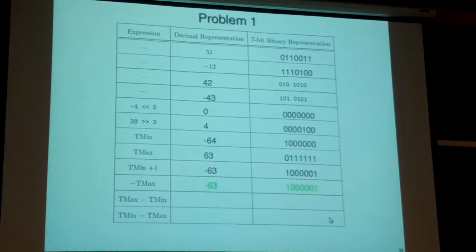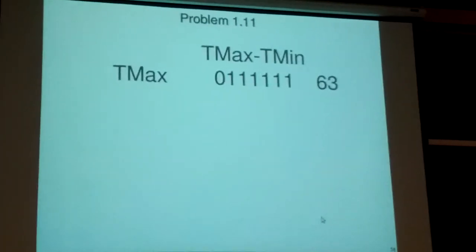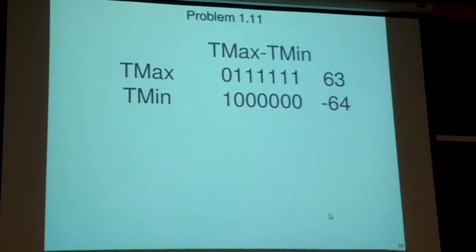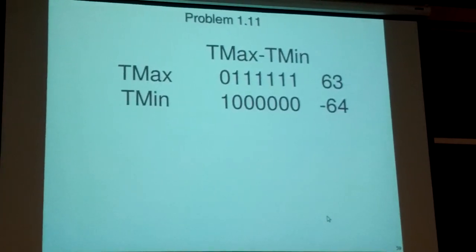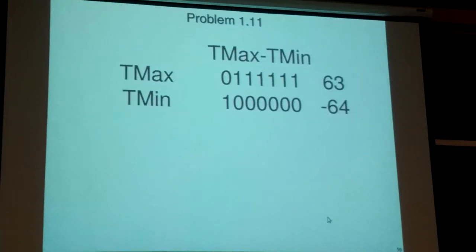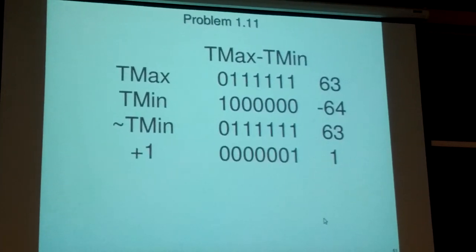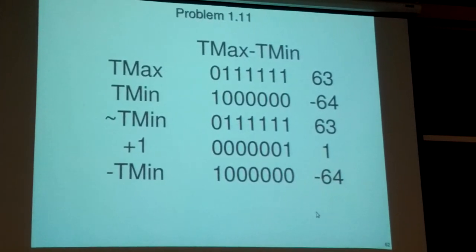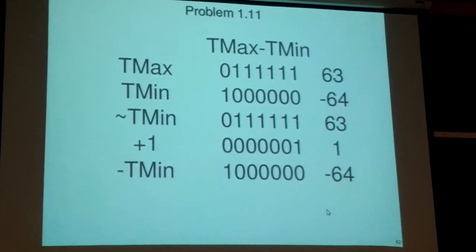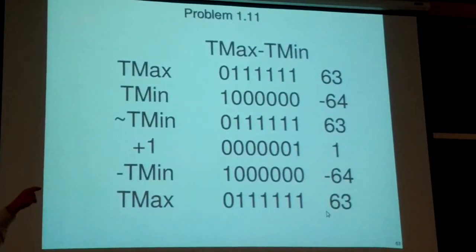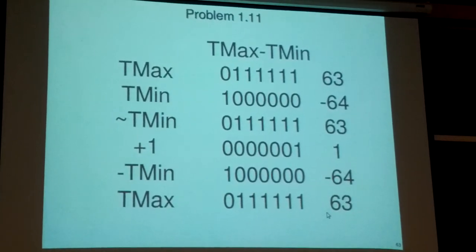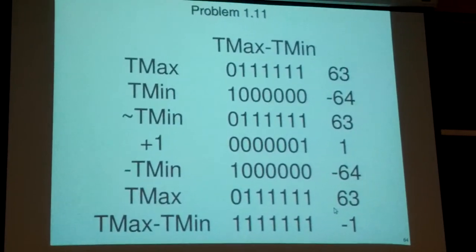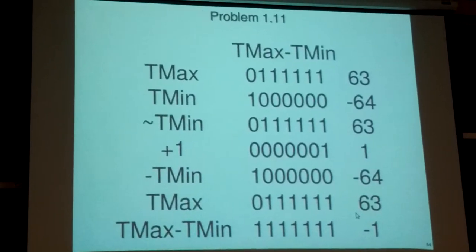Okay, now we'll look at T max minus T min. T max we know is 63. T min is negative 64, but it's minus T min. So we need to negate that. So we'll complement, get 63, we'll add 1. And negative T min is now negative 64. It's the same. We add T max to that. And we do all our bitwise additions. And we get straight ones, which is negative 1. So this is a little counterintuitive. But this is just basically the wraparound occurring.